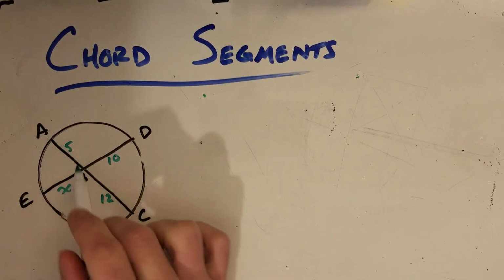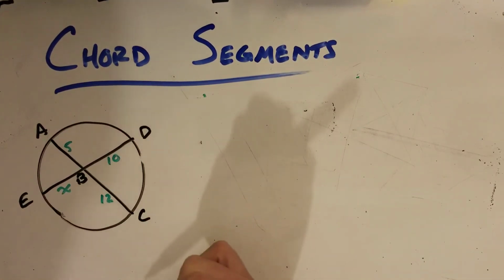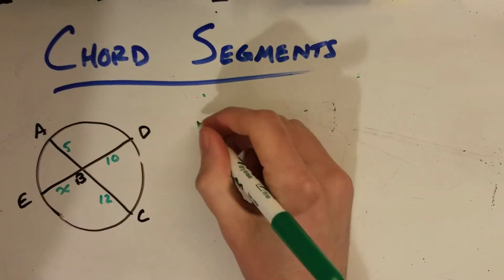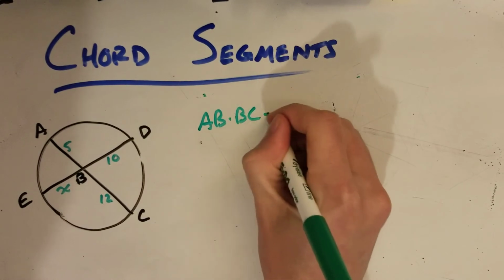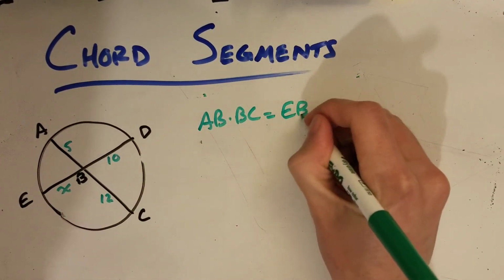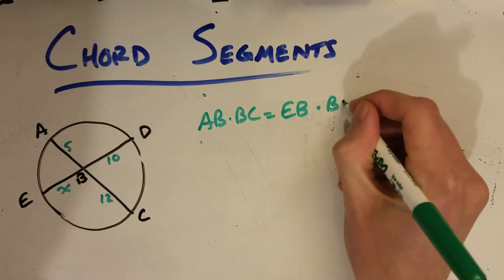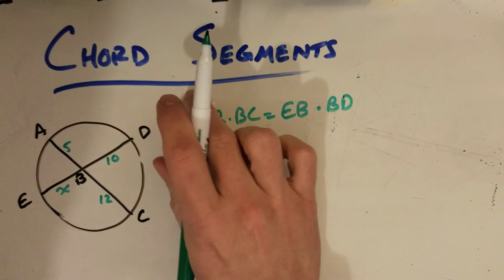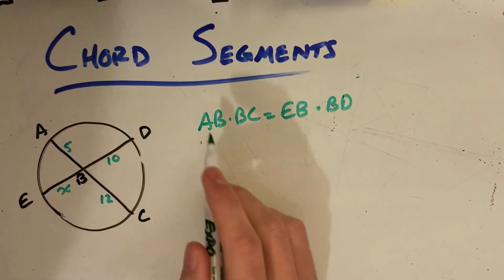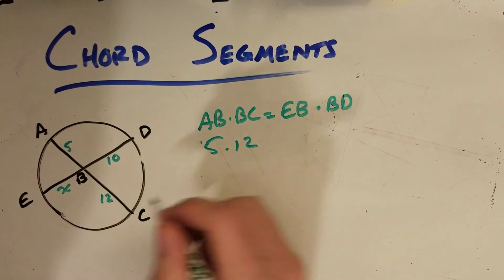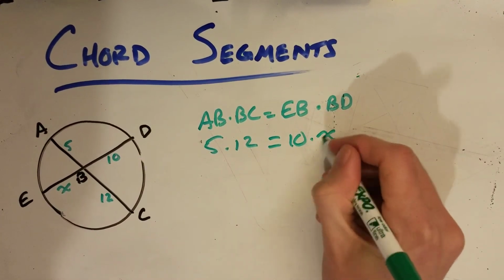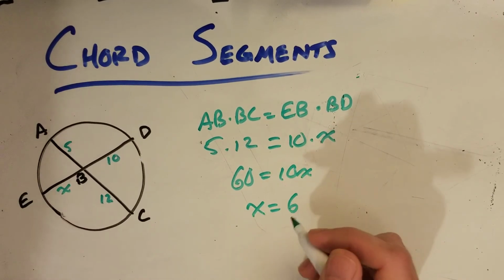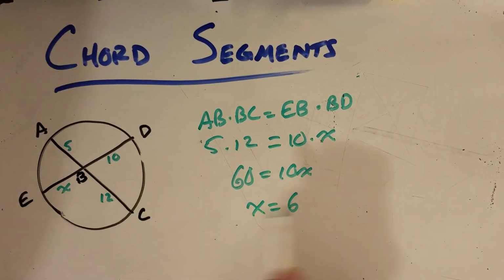So notice these are two chords intersecting in the circle. So let's go ahead and use the relationship we know. We would say AB times BC equals EB times BD. We have the same point, so we have the same relationship shown up here. So AB, that's 5, times BC is 12, equals 10 times X, so 60 equals 10X. So X we should get here as 6. So the length of EB would be 6.